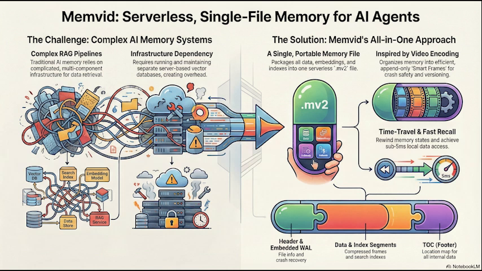Okay, walk us through it from the top of the file. So it starts with a tiny 4-kilobyte header. Just has the magic number to identify the file, version info, that sort of thing. Right after that is the embedded WAL, the write-ahead log. Wait, but they said no WAL files.